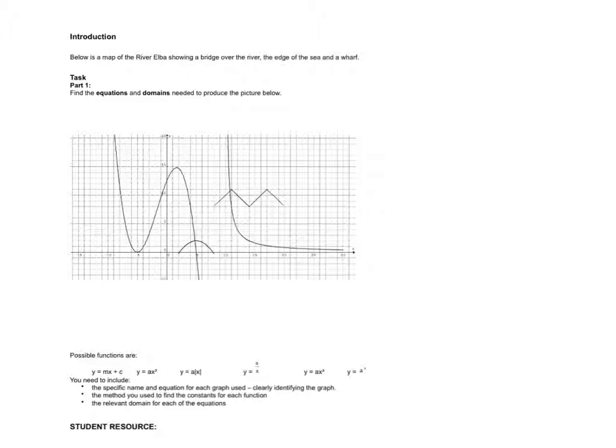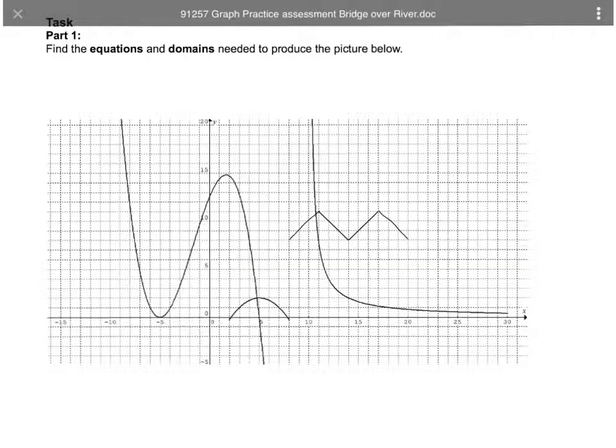So let's take a look at each kind of graph. Page 2. Our parabola is easy to find. Our parabola is y equals ax squared, and we know that's a negative parabola because it's upside down.